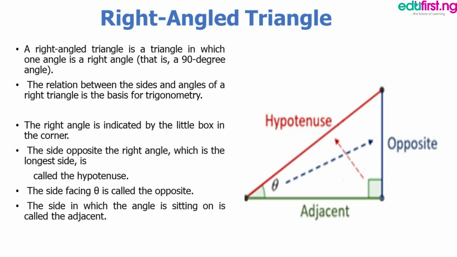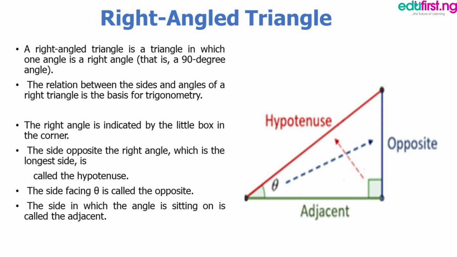We have the given angle theta. The side facing the given angle theta is called the opposite, while the longest side of the right angle triangle is called the hypotenuse, which is the side facing the 90 degree angle. And the side on which the angle is sitting is called the adjacent. Again, the side facing the given angle theta is the opposite. The side facing the angle 90 is the hypotenuse, which is also the longest side of the right angle triangle. And the side on which the angle is sitting is called the adjacent.